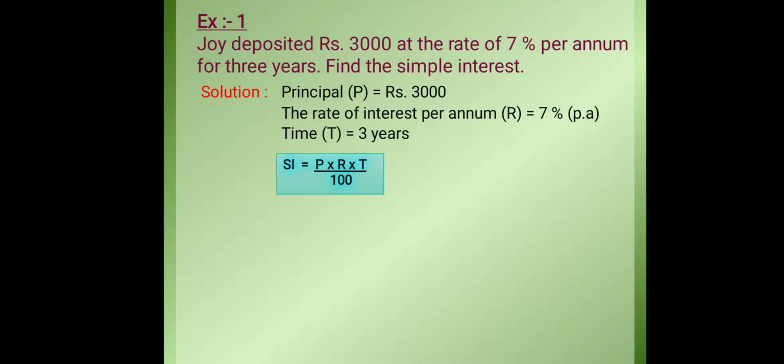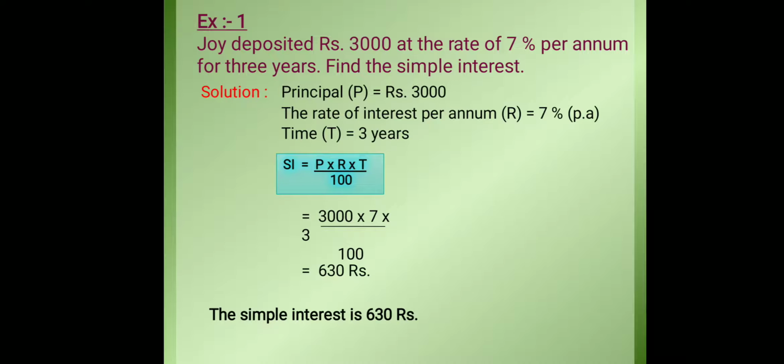So our formula to find the simple interest SI is equal to PRT divided by 100. So here 3000 multiplied by 7 multiplied by 3 divided by 100. So here the answer is 630 rupees. And the final answer, the simple interest is 630 rupees.